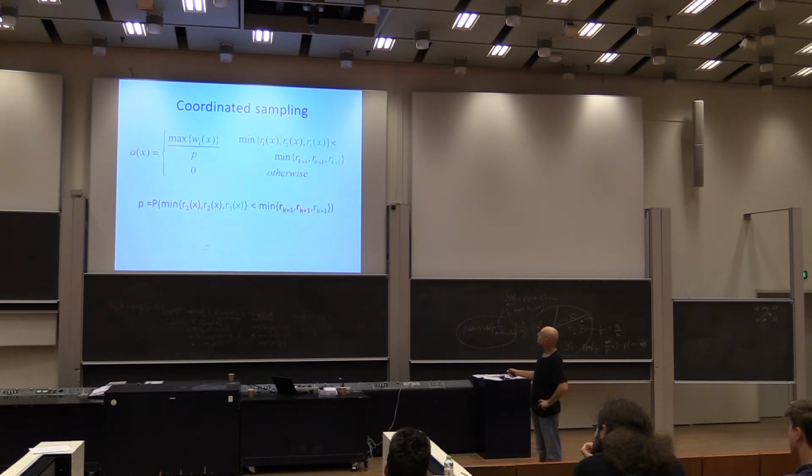So this is what we do for each item such that the minimum rank of the item is smaller than the minimum of the RK plus 1. I give it an adjusted weight, which is the maximum that I know divided over P.